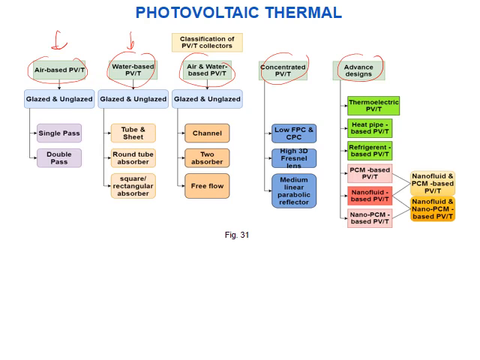As an example, when we go for air, we have single pass, double pass, and for water we have tube and sheet, round tube, and so on. For concentrated, we have low, we have medium, and different ones. And for advanced, these are the new technology. We have a heat pipe as an example, refrigerated, PCM based, nanofluid, nano PCM based.